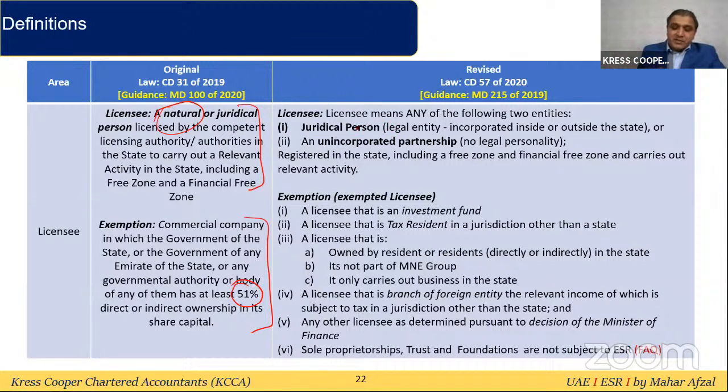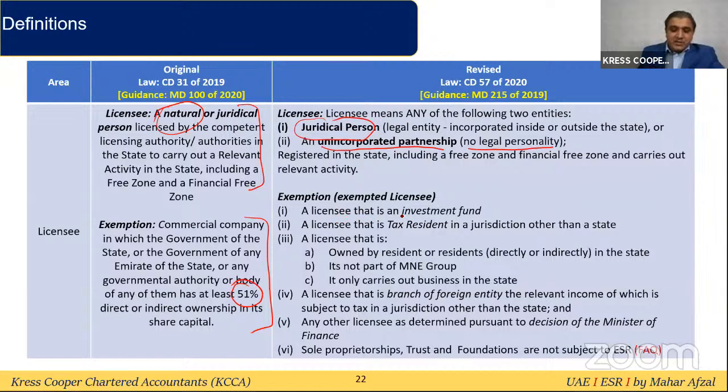They said licensee is only a juridical person, meaning they have removed the natural person out of the definition of licensee. They said the unincorporated partnership but with no legal personality. So they said either this is registered in the state, including a zero rate and including a free zone, financial free zone, and carrying a relevant activity, it will be considered licensee. But there are some exemptions of the licensee.